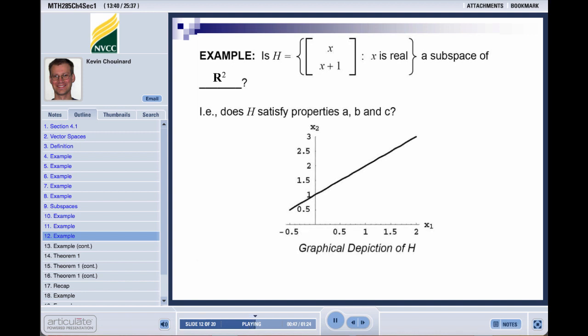One problem that we have right off the bat that shows that this is not a subspace is that it doesn't contain the 0 vector. If I make the first component 0, then the second component is 1. If I make the second component 0, then the first component is negative 1. There's no way to simultaneously make both components 0, and so the 0 vector can't belong to H, which we can also see from the picture. Since this is not going through the origin, it's not going to be a subspace. So that's one way to show that this isn't a subspace.